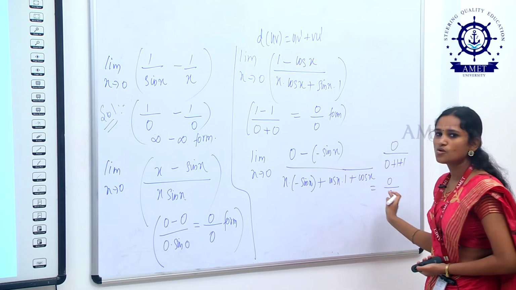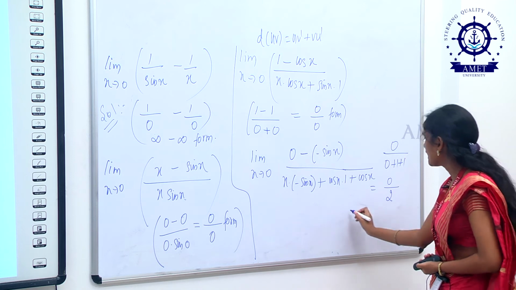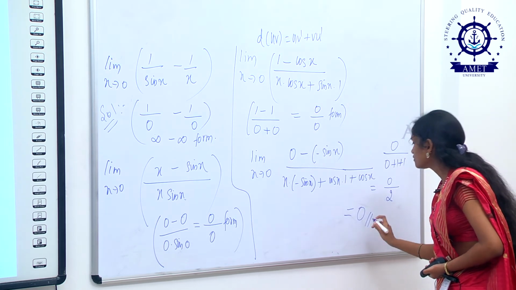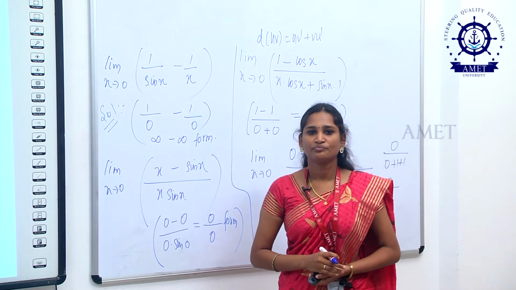So here it is not a 0 by 0 form, it is 0 by 2. So 0 by 2 is nothing but 0. So this is the answer for your given original problem.